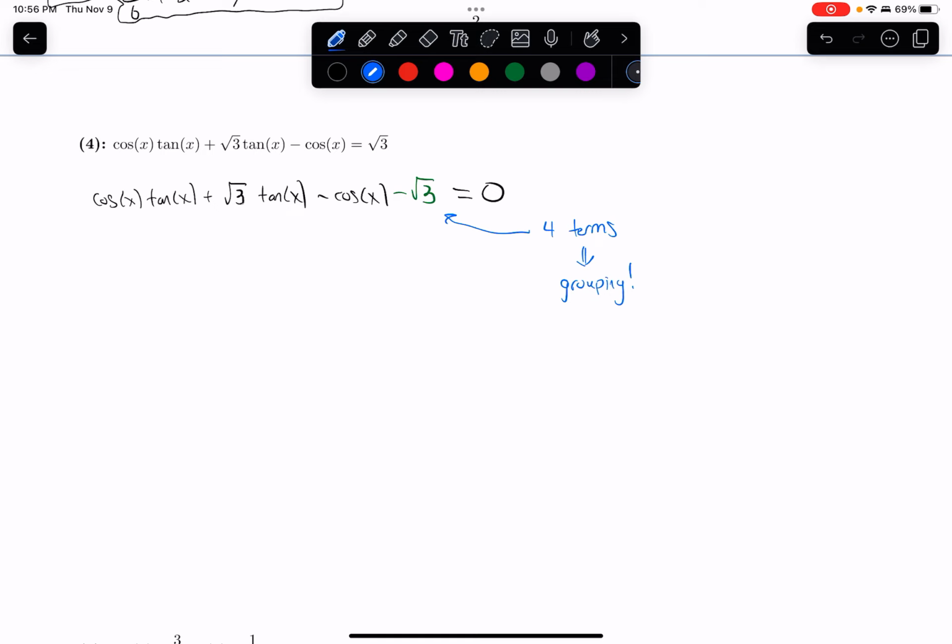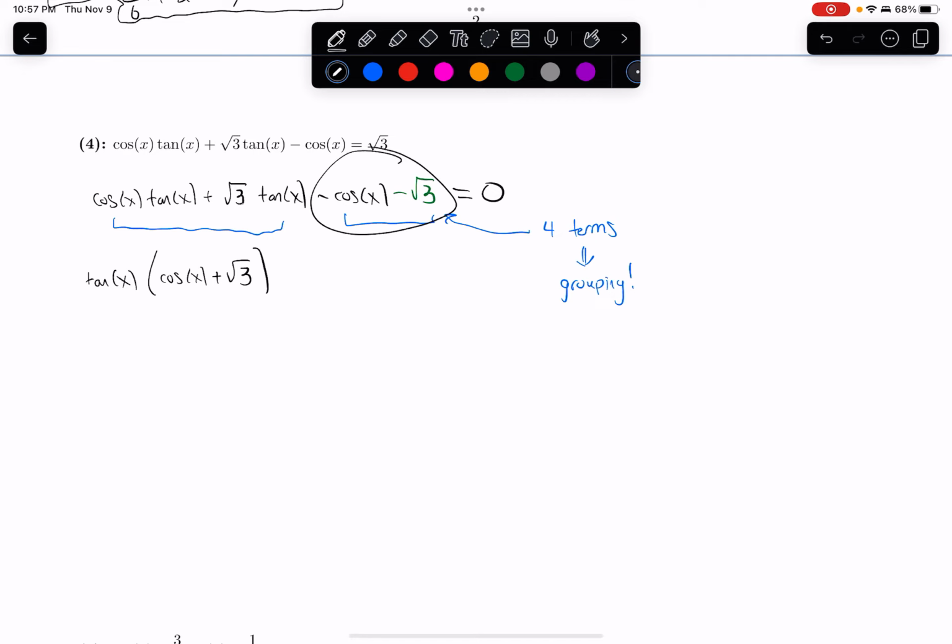Grouping coming back into the fold here. We can't forget how that works. So I'm going to try grouping the first 2 terms and the last 2 terms together. In the first 2 terms, I notice that they have tan x in common, so I can factor that out. That leaves me with cosine x plus root 3. In the last 2 terms, I could take out a negative, and that'll leave me with cosine x plus root 3, and this equals 0.